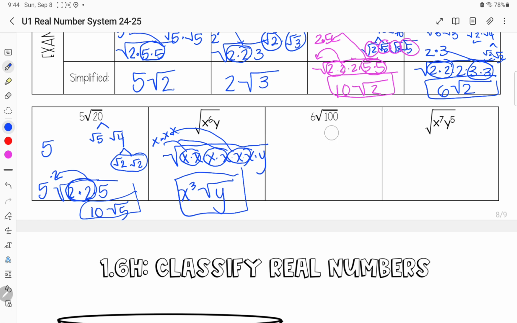All right, try these two on your own, okay? So this 100, this should come out if you put it in your calculator, but I'm going to ask to see your work. And then this one, you can't put it in your calculator, so what would that look like?